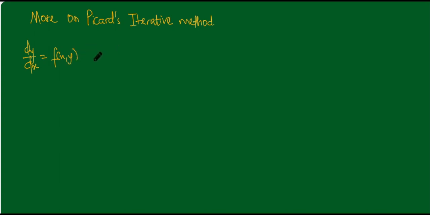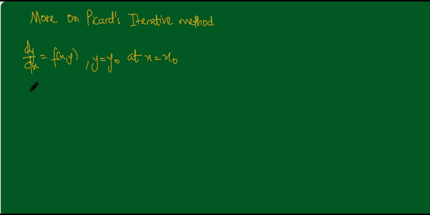So, just like I promised in the previous video, we are going to be taking further examples on Picard's iterative method. But before I continue, I would like to do a brief recap of what we learned in the previous video. So we said Picard's iterative method is an approximate method for getting the solution of differential equations of the form dy/dx is equal to a function in x and y, when y is equal to y naught at x is equal to x naught.